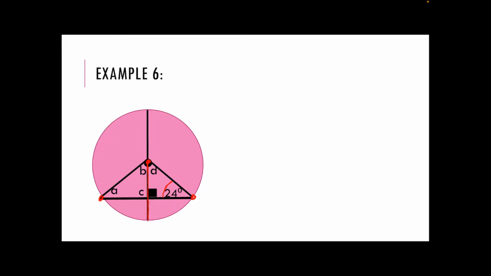So what I'm going to do is work out what angle D is first of all, using just our normal triangle information. So 24 plus the 90 degrees of the right angle. We can then do 180, take away 114, and that is going to leave us with 66 degrees. So angle D then is going to be 66 degrees.